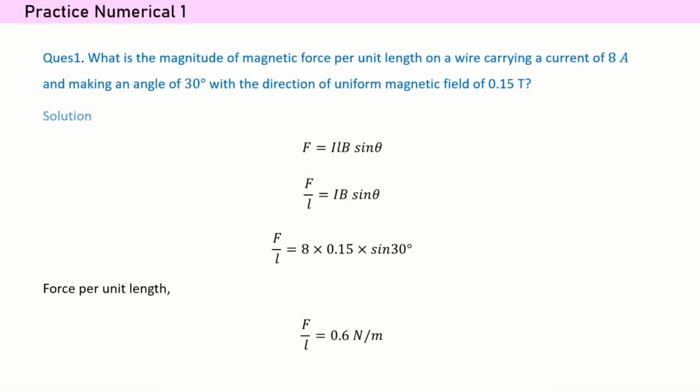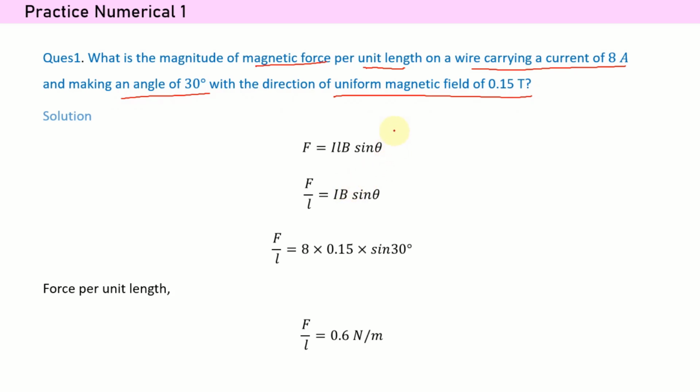Now let us attempt a numerical. What is the magnitude of magnetic force per unit length on a wire carrying a current of 8 amperes, making an angle 30 degree with the direction of the uniform magnetic field of 0.15 Tesla?